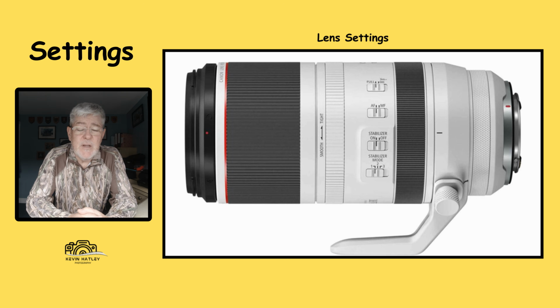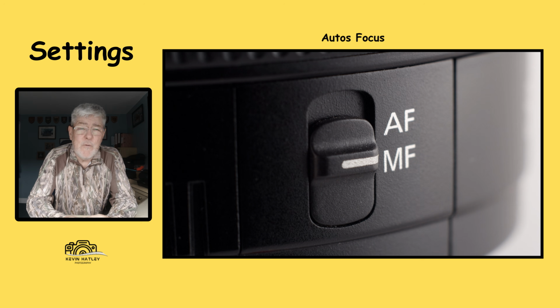Okay, what I want to do now is look at the settings on the lens. Most lenses come with common settings which are important in wildlife photography. So what we'll do is we'll look at autofocus, manual focus, the focus limiter, image stabilization and image stabilization modes.